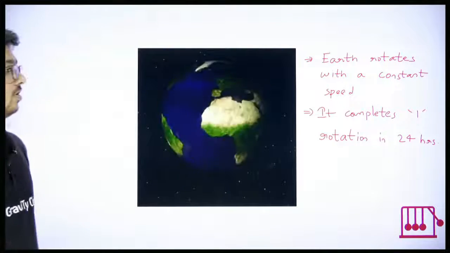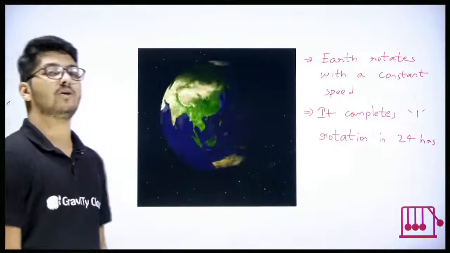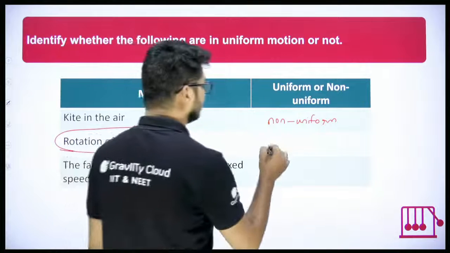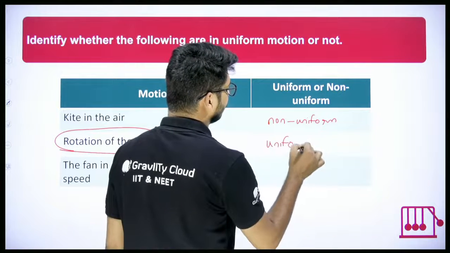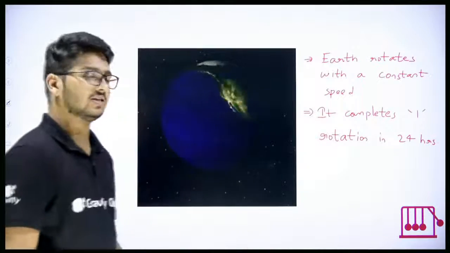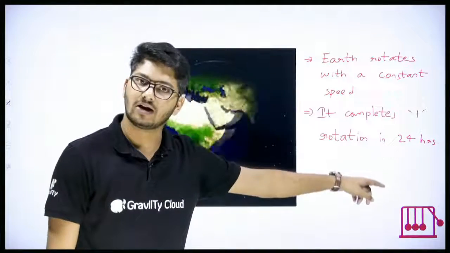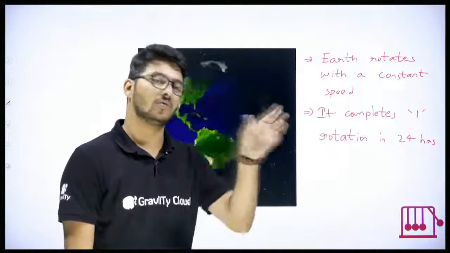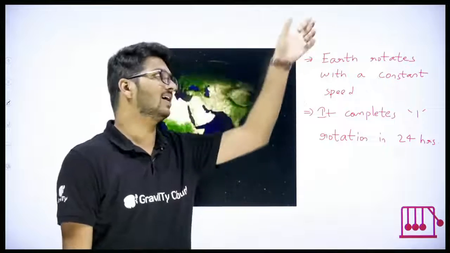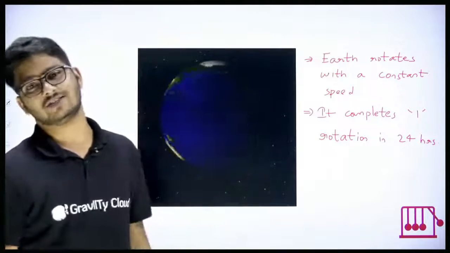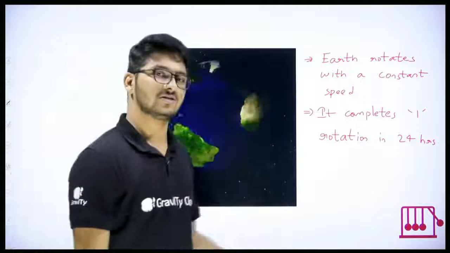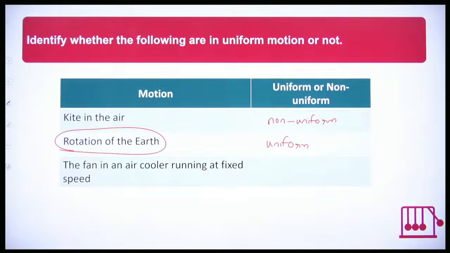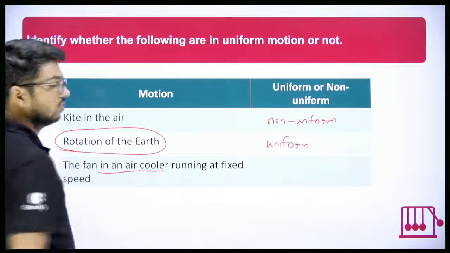So with a constant speed, is it uniform or non-uniform? Constant speed, it is uniform motion. And when I say uniform, it means equal distance. So every 24 hours, 1 rotation. So in a time interval of 24 hours, 1 rotation always, you can see equal time, equal distance traveled. Equal number of rotations. So it is what? Uniform motion.